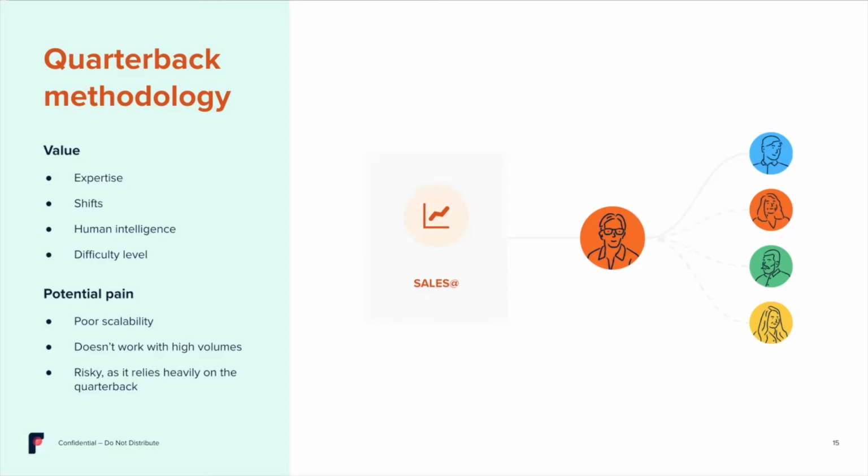Some potential pain that you might experience in this methodology is, again, poor scalability. If you have 300 reps who are working out of that inbox, it might be difficult to have one manager manually going in and assigning. The same thing with high volumes: one person having to assign thousands of conversations in a day might be fairly difficult. The other potential pain is that there is some level of risk, as it heavily relies on that quarterback. That individual, that team lead, that manager, that director, is the one responsible for delegating those conversations, so you have to make sure that you are able to rely on them.